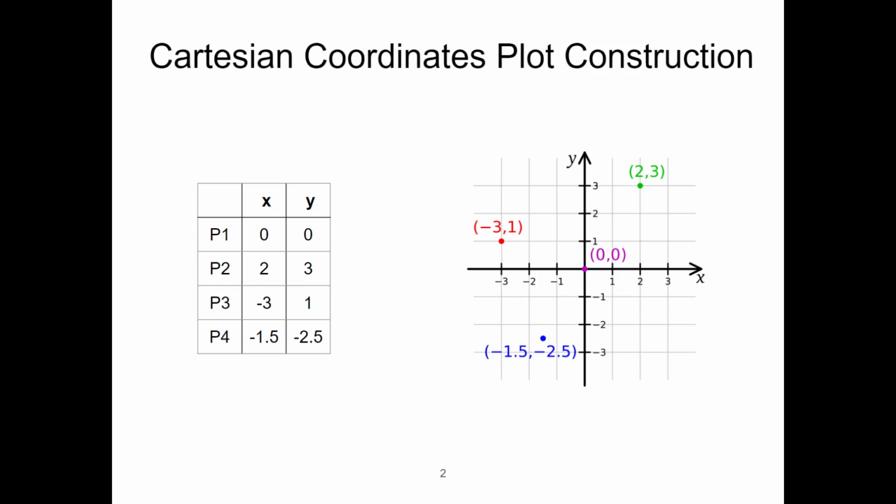Point 3, minus 3 and 1 is located 3 units to the left of the origin and 1 unit above the origin. Also, we can follow a similar process for identifying point 4.